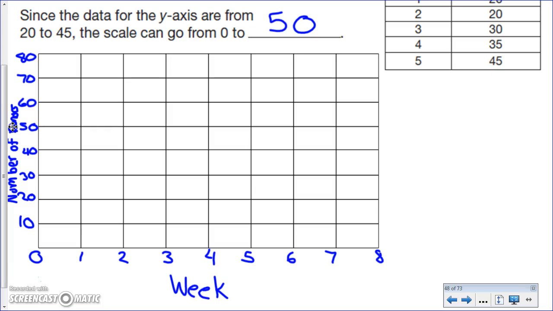Now we need to plot our data. For week 1, we had 20 donors. So we're going to find the 1 and go up to the 20 and put a dot on that intersection. Week 2 also had 20 donors. Week 3 will go up to 30. Week 4 goes up to 35. And week 5 goes up to 45.